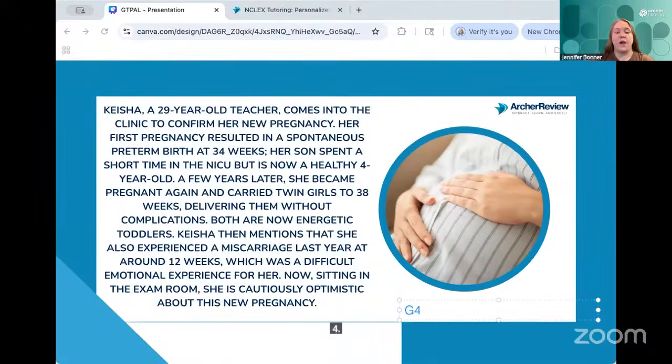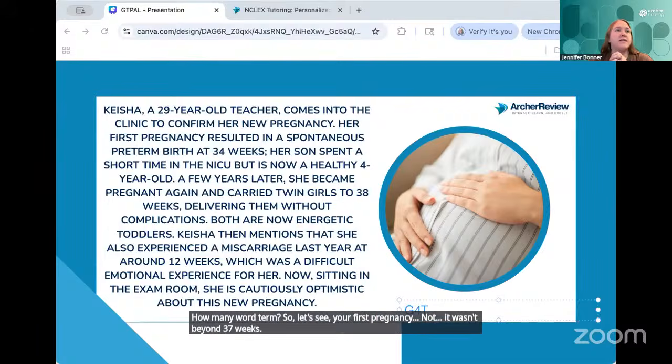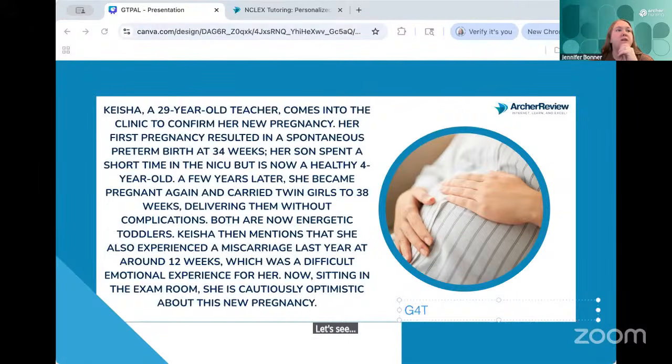All right. What about her P? T. I don't know why I wanted to skip the T. So GTPAL, how many were term? So let's see. First pregnancy, it wasn't beyond 37 weeks. Let's see. She carried twin girls to 38 weeks, so that would be a T1.